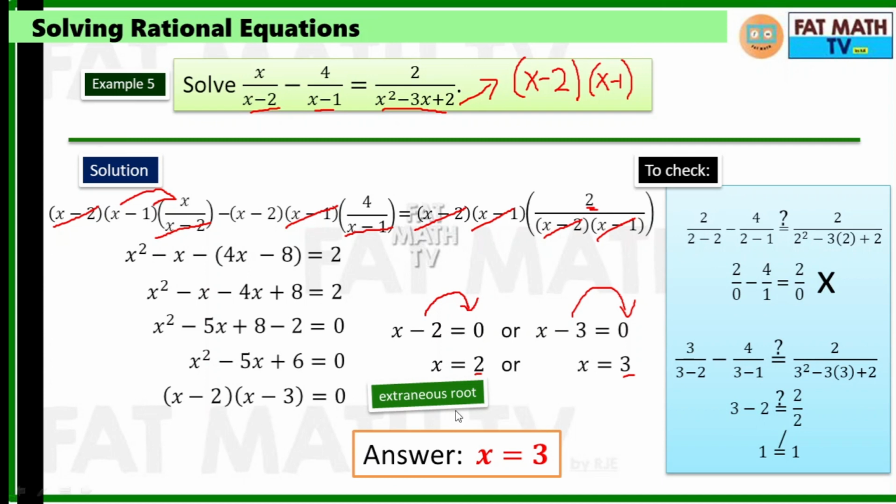So don't forget to check with the original equation. If you have an expression like this, a number divided by 0 or other than 0, then it is always undefined. So it will not satisfy your given equation.